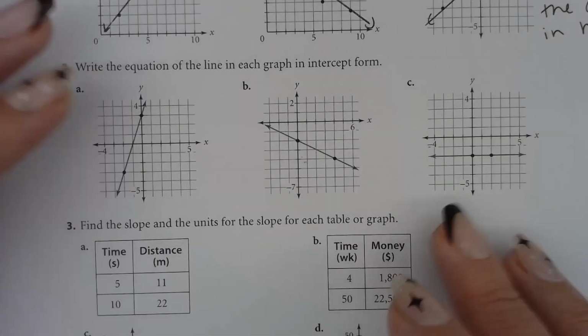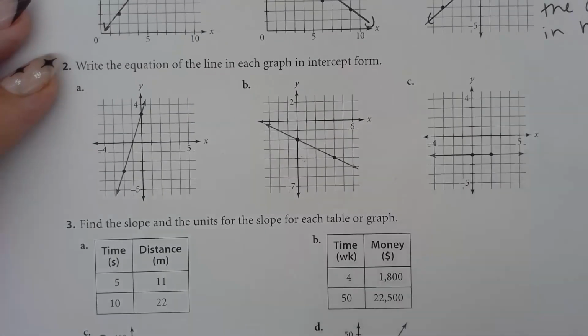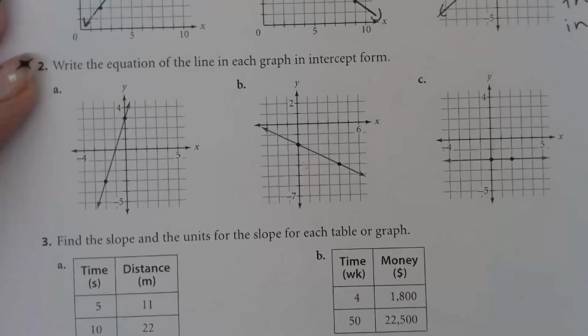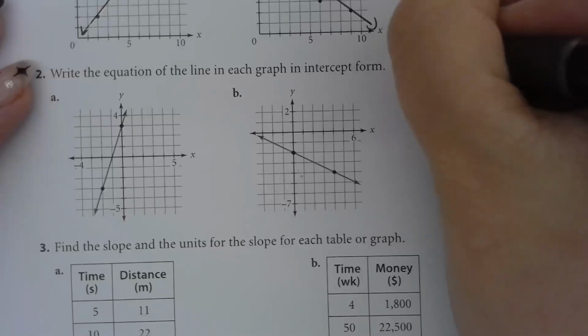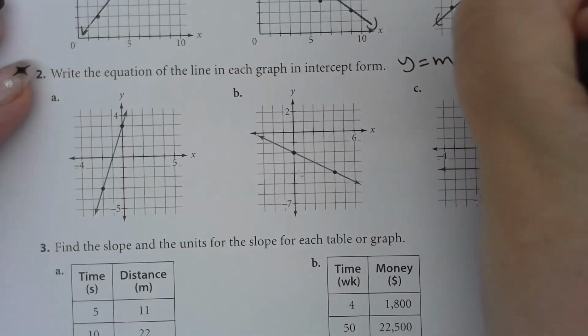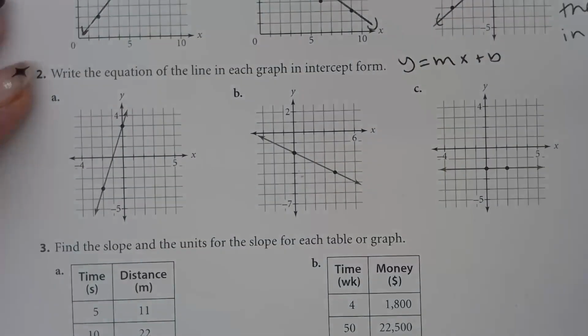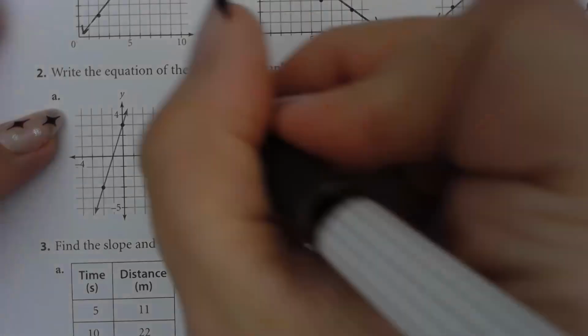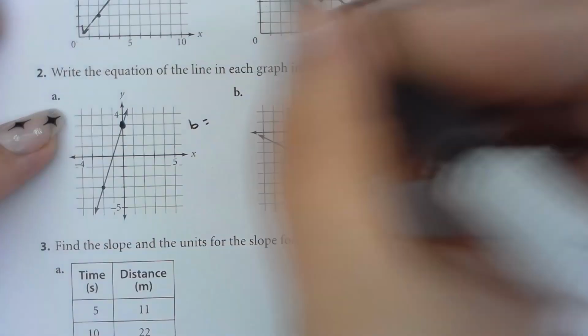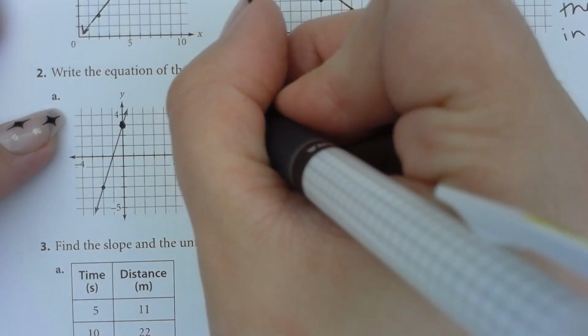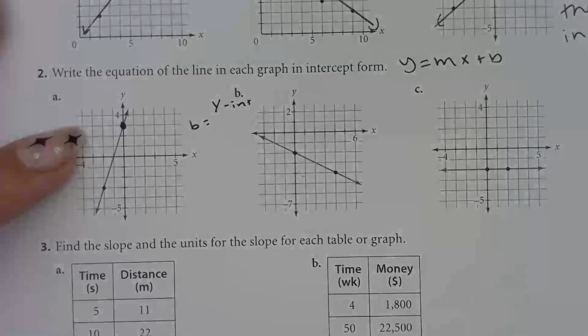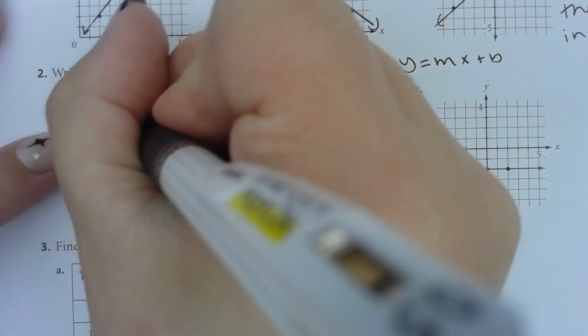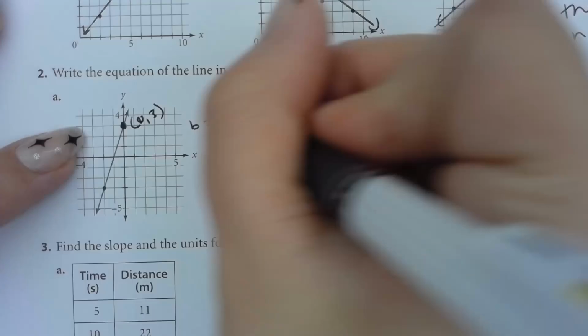Alright. Write the equation of the line in each graph in slope-intercept form, y equals mx plus b. b is equal to where it crosses the y-axis, the y-intercept, (0, 3).